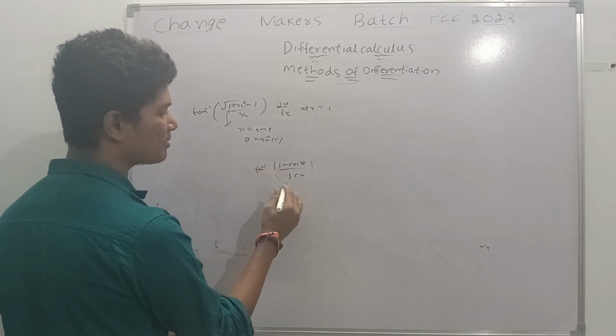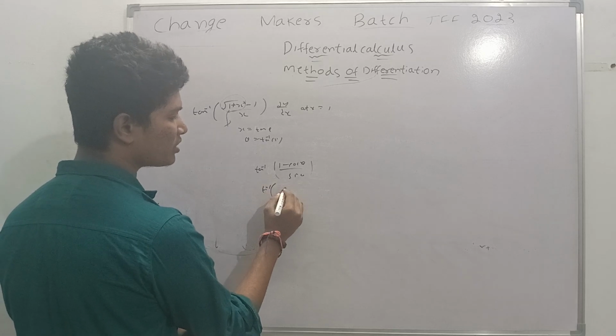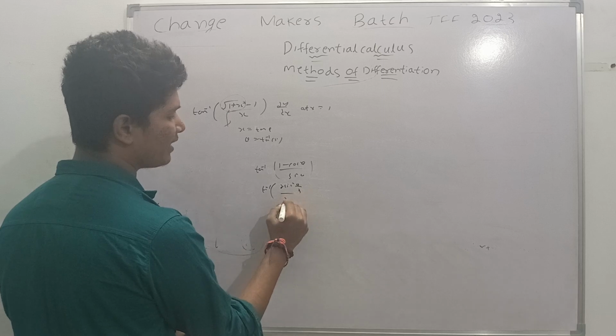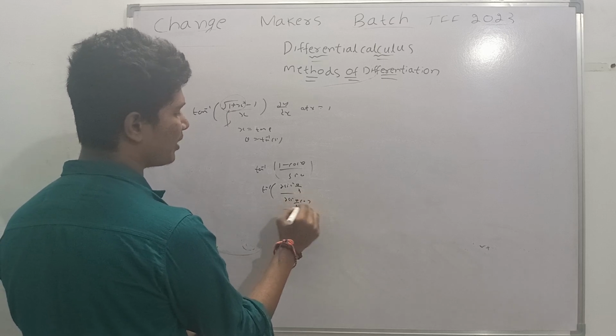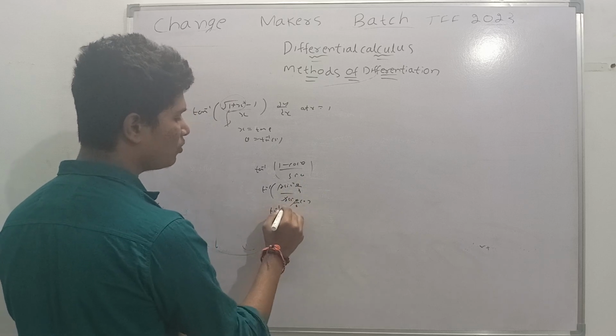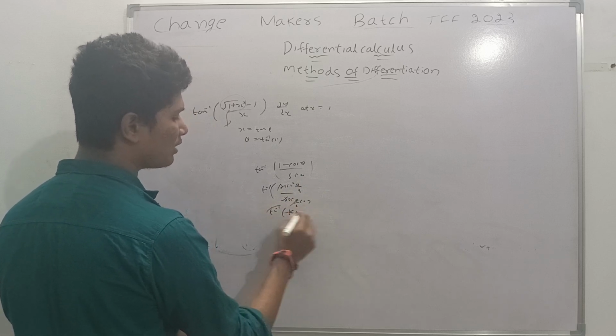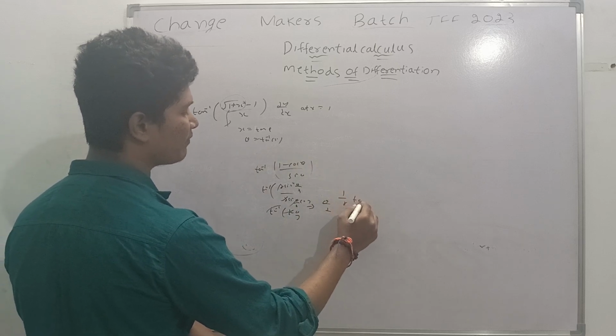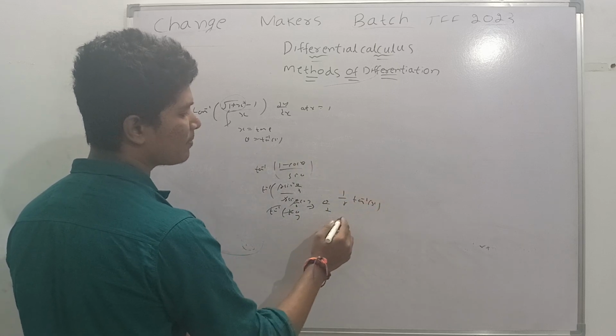Tan inverse of 1 minus cos theta by sin theta. What can you write? 1 minus cos theta is nothing but 2 sin square theta by 2, and sin theta is 2 sin theta by 2 cos theta by 2. The 2 cancels, sin theta by 2 cancels. This whole thing is converted into tan theta by 2. So the answer finally is theta by 2. What is theta? Tan inverse x, so it is half tan inverse x.